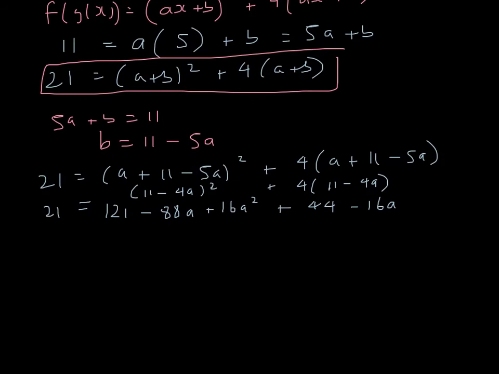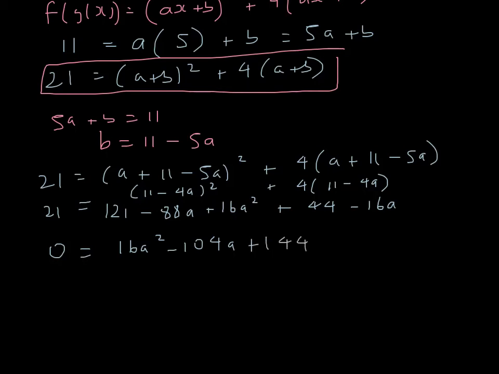So if I move everything to the right hand side and make left hand side 0, I'm only choosing the right hand side because it's already positive for a squared on that side, so it makes sense. So 16a squared. If I group up all of the a terms, I get negative 88a, take away 16a. So I get negative 104a. And then with my constant terms, I get 121 plus 44, so 165, but then I'm taking away 21. So I end up with 144.